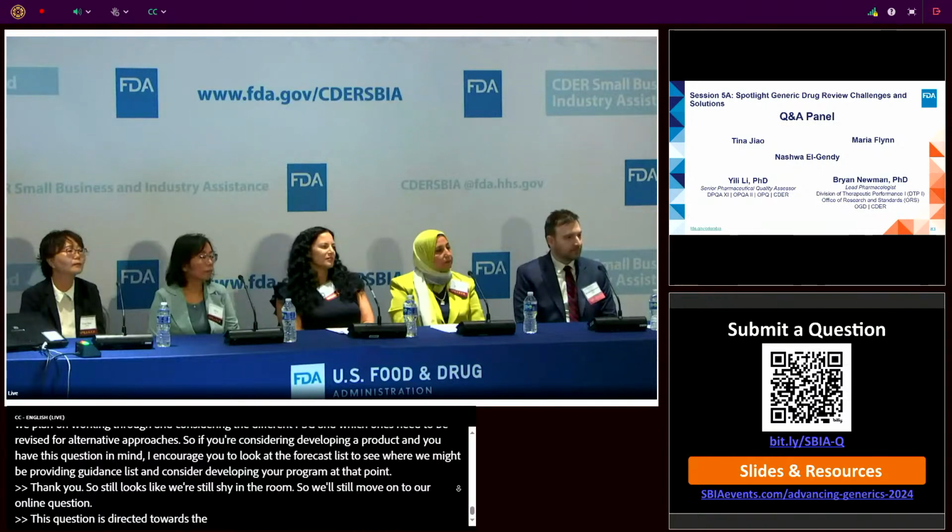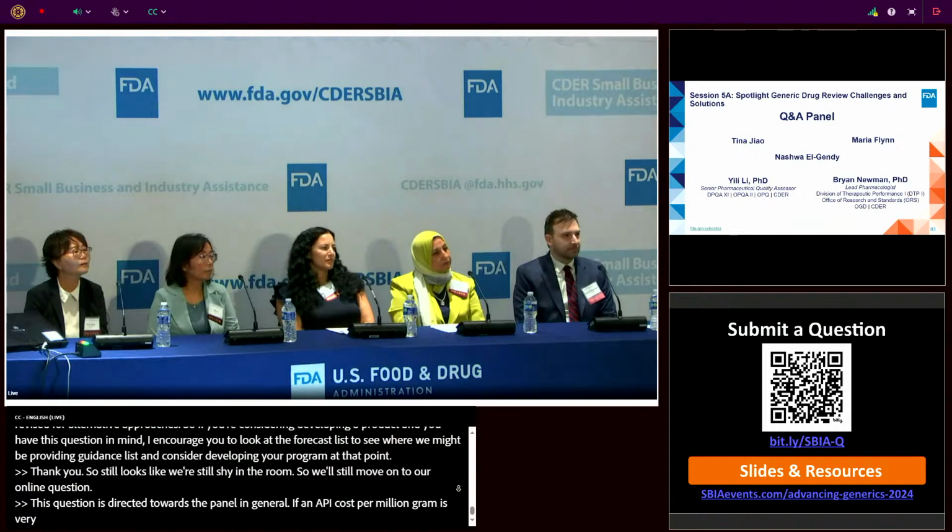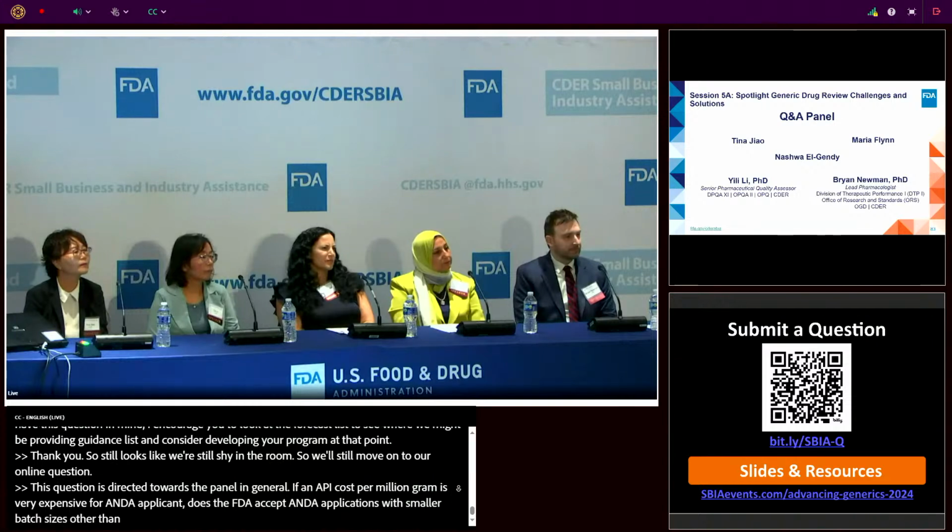If an API cost per milligram is very expensive for an ANDA applicant, does the FDA accept ANDA applications with smaller batch sizes other than the recommended ones? What is FDA's expectation?